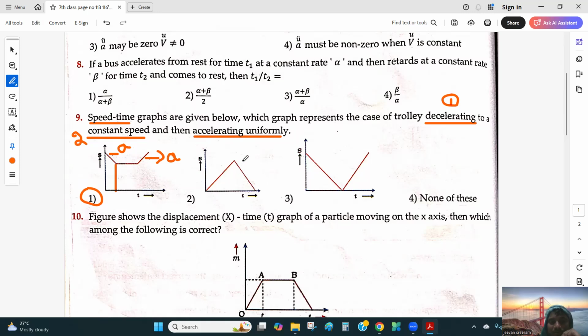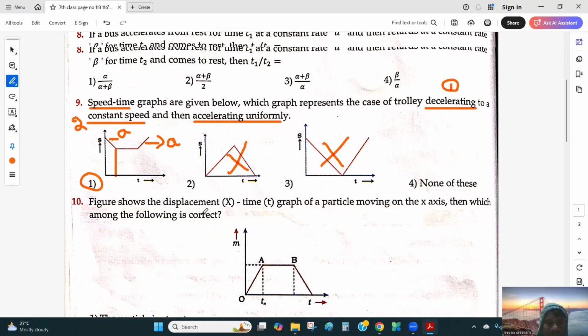I mean, the first option. Here you can never see constant speed, and even there is no constant speed mentioned. Okay, so that is also fine.